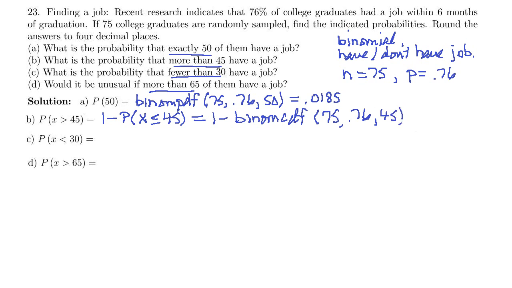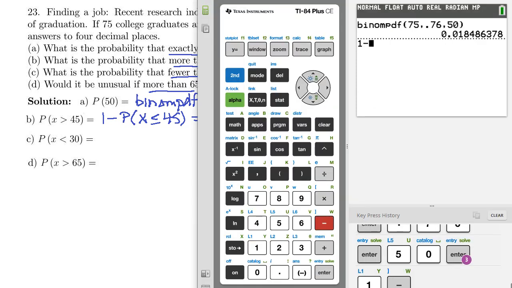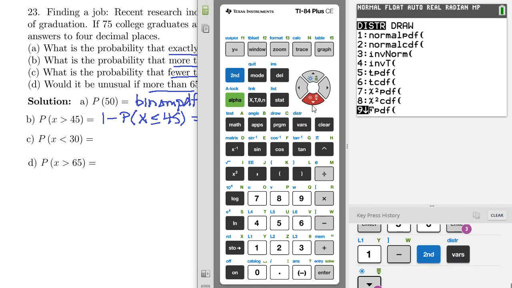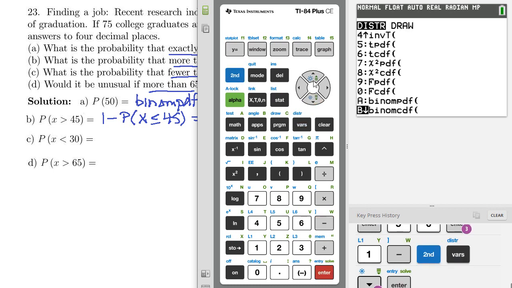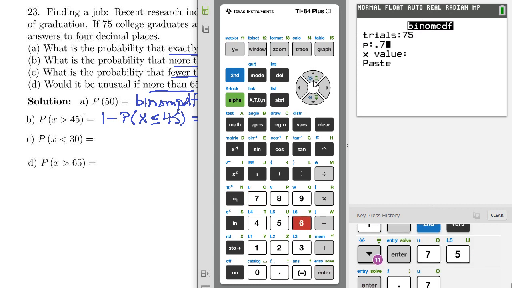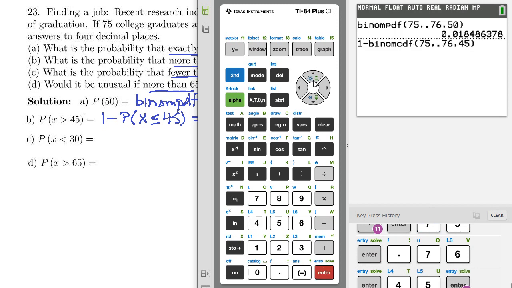Let's go ahead and key that in. So 1 minus, second variables, scroll down to CDF, trials 75, P 0.76, and our x 45. The answer is 0.9985.